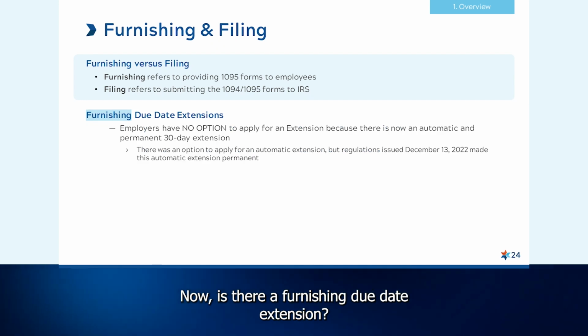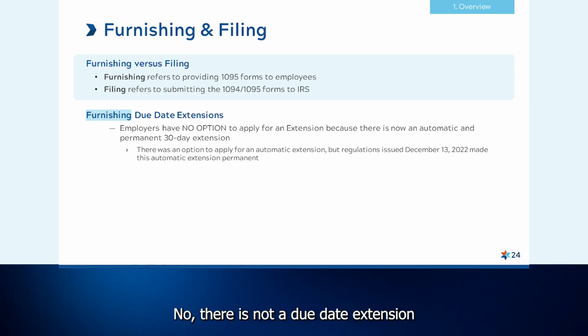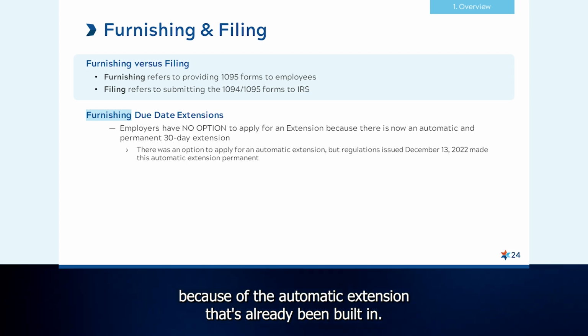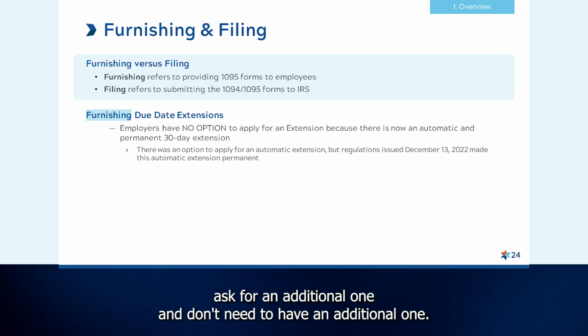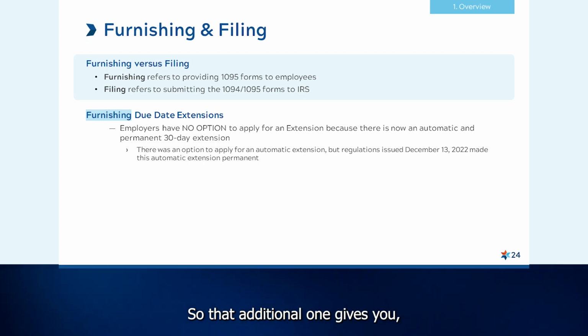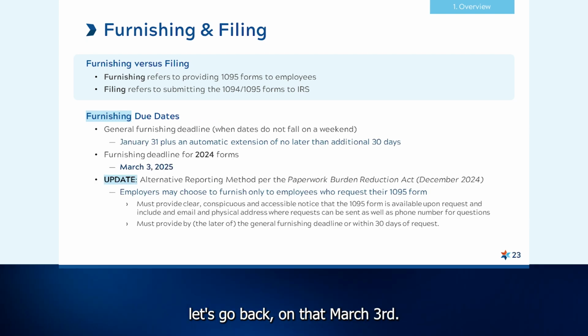Now, is there a furnishing due date extension? No, there is not a due date extension because of the automatic extension that's already been built in. So there's already an automatic 30-day extension. You can't then ask for an additional one and don't need to have an additional one. So that gives you, let's go back, that March 3rd.